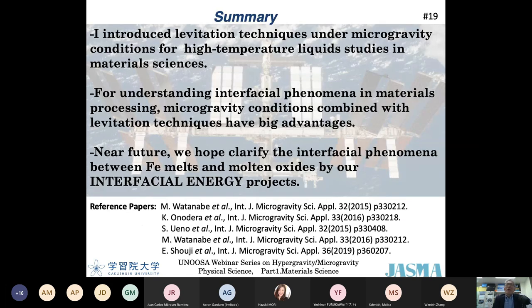So, summary of my talk. I introduced the levitation technique and microgravity condition for studying high temperature liquids in material science. For understanding interfacial phenomena in material processing, microgravity combined with the levitation technique has a big advantage. Using the electrostatic levitation furnace, ELF, we hope to clarify the interfacial phenomena between liquid iron and molten oxide in the near future.